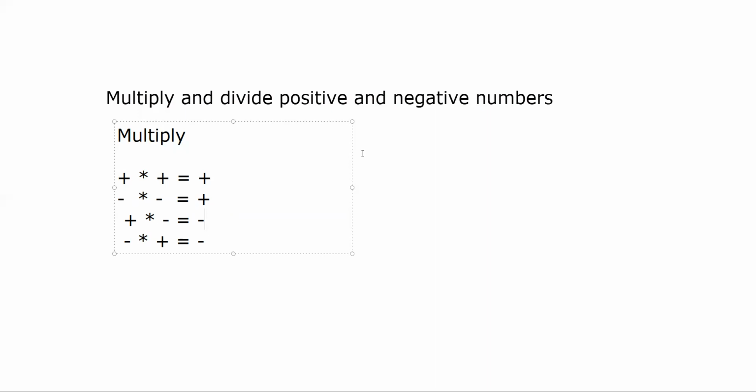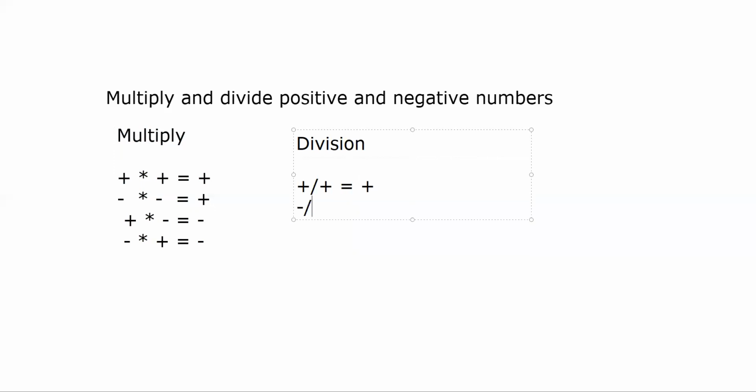And it will be the same rule for division. I'm just trying to see where my division symbol is on my computer. So for division, I'm going to use the little line to represent a fraction because I can't find the division. So I'm going to say a positive divided by a positive is going to equal a positive.